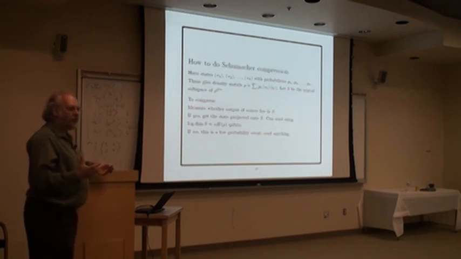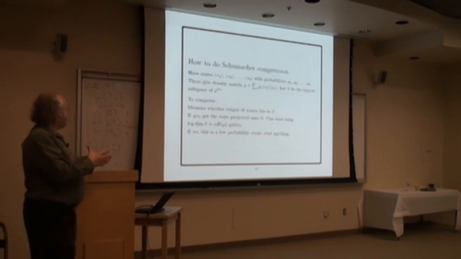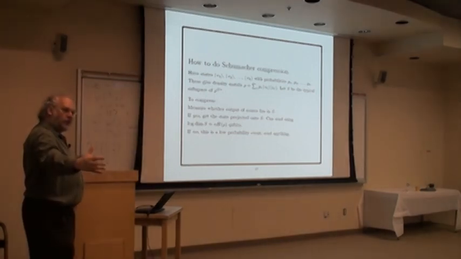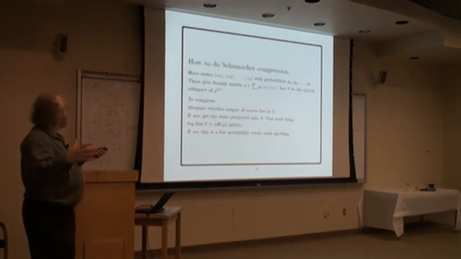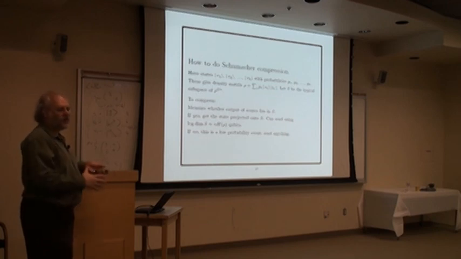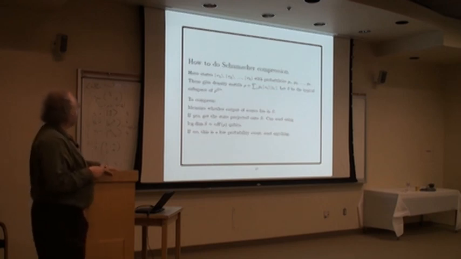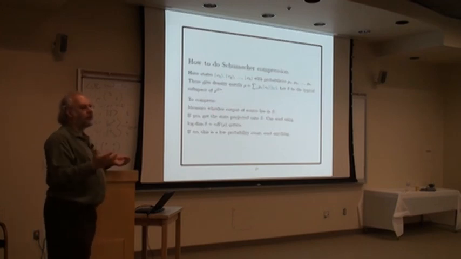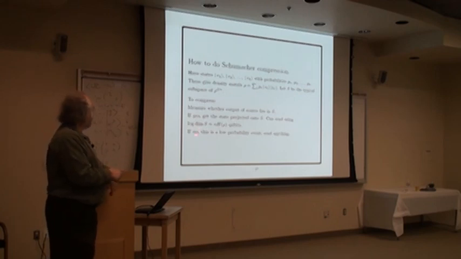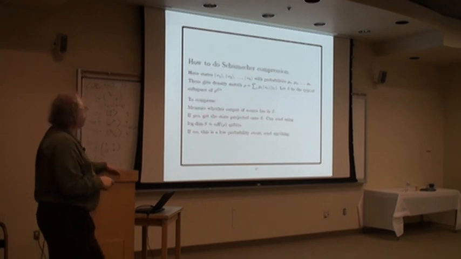That means that there's a von Neumann measurement which asks, is this output of the source in the typical subspace? You either project it onto the typical subspace or onto the complement of the typical subspace. So you measure whether the output of the source lies in this subspace. And if yes, you get the state projected onto the subspace.